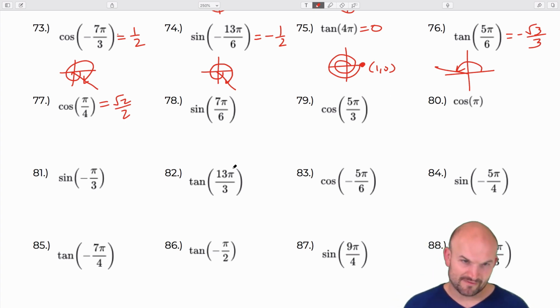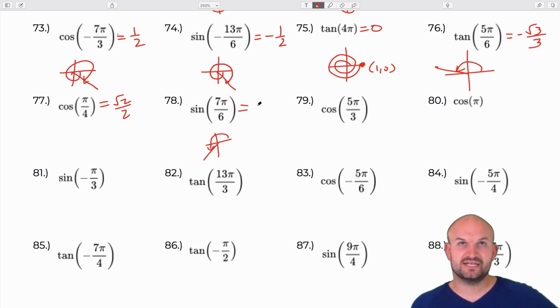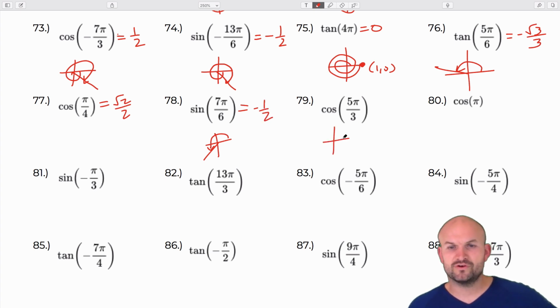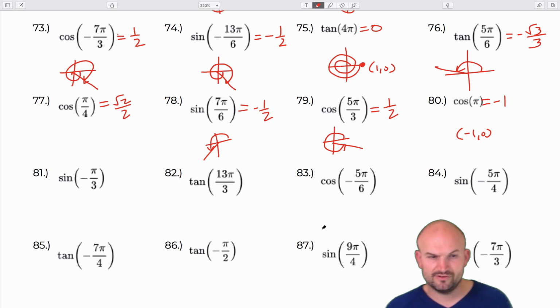7 pi over 6 has a reference angle of pi over 6, but it's in the third quadrant. So therefore, that's going to be negative. Sine of pi over 6 is going to be 1/2, but it'd be negative 1/2. 5 pi over 3 is going to be in the fourth quadrant. Cosine is positive in the fourth quadrant, and that's going to be a positive 1/2. Cosine of pi, that's the coordinate point negative 1, 0. That's just equal to a negative 1.